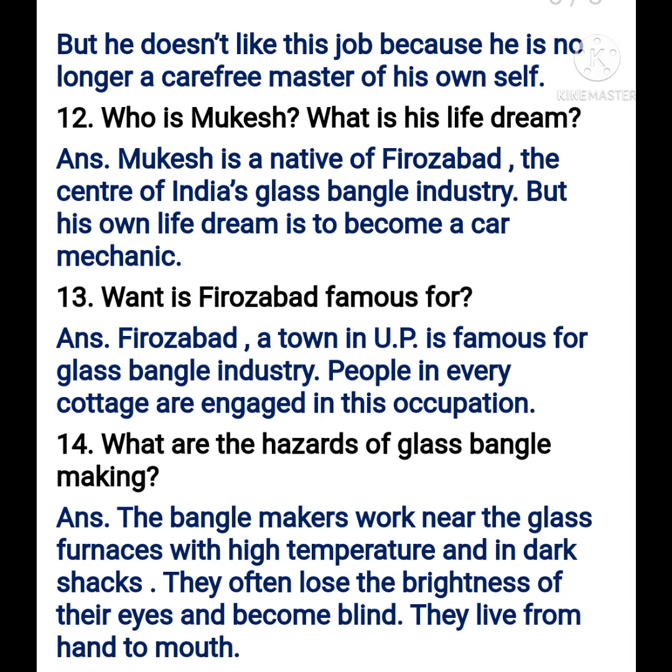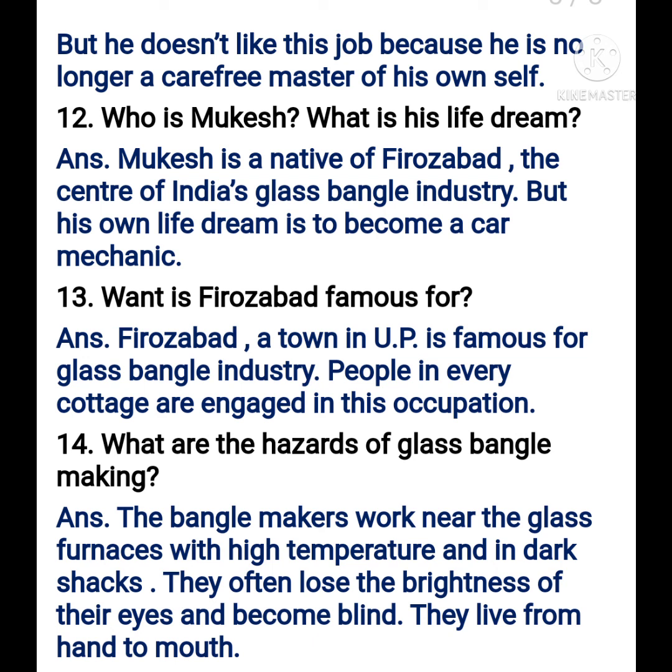Question number 12. Who is Mukesh? What is his life dream? Mukesh is a native of Firozabad, the center of India's glass bangle industry, but his own life dream is to become a car mechanic. Question number 13. What is Firozabad famous for? Answer. Firozabad, a town in UP, is famous for the glass bangle industry.